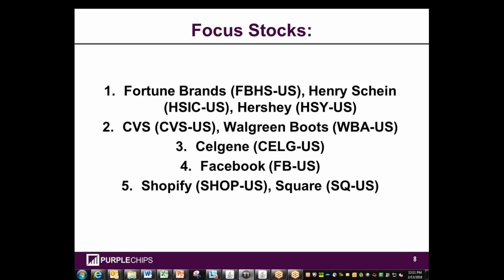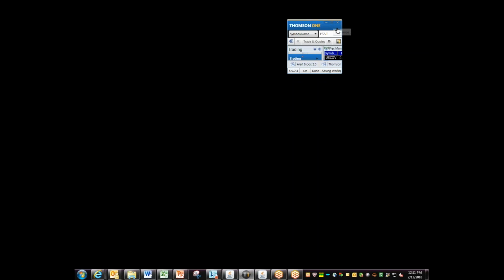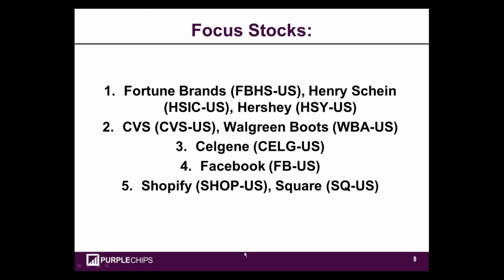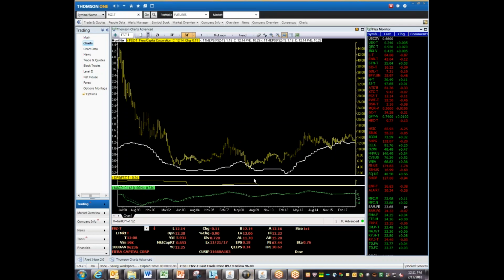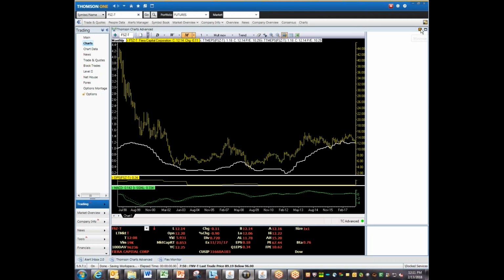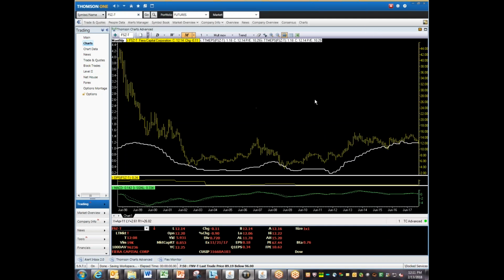I'm just punching it up here. Wait a second. Yeah, right now it's almost yielding 6%. And you know what? I'm going to drag this over here so you guys can see this. Whoops, I just lost my Thompson one there. Hold on, there it is. Okay, so there's Fiera Capital. Fiera has a pretty good earnings track record, and the stock is around 12 bucks. I don't know if you can see where my cursor is right now, but the yield is about 5.9%.